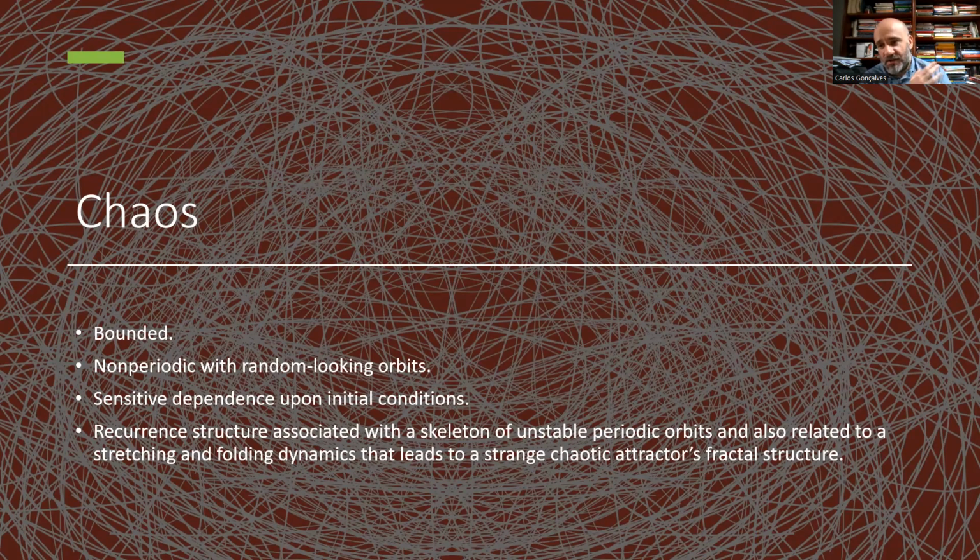There are strange non-chaotic attractors as well, but here the issue is that in the case of chaos, the stretching is associated with this exponential divergence upon initial conditions, and the folding is linked to the boundedness of the dynamics. So this leads to this stretching and folding process that leads to the attractor's fractal structure. But the issue is that by the chaotic dynamics in the attractor, different initial conditions will lead to the attractor.